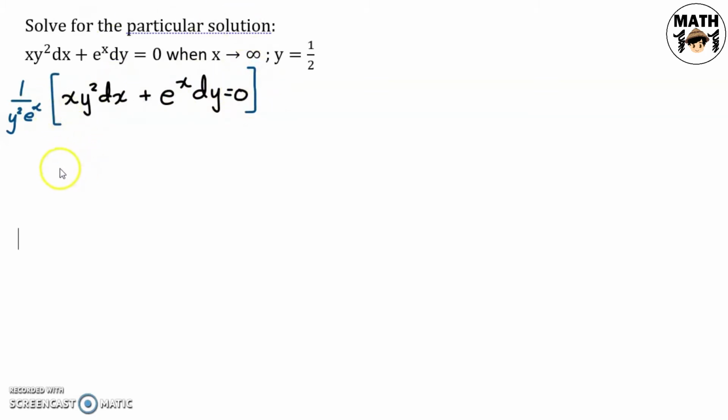Dividing the whole equation by y squared and e raised to x, we'll get x dx all over e raised to x plus dy over y squared, that is equal to 0. So napag-iwalay na natin yung functions ng x and functions ng y. We can now integrate to solve for the general solution of this differential equation.